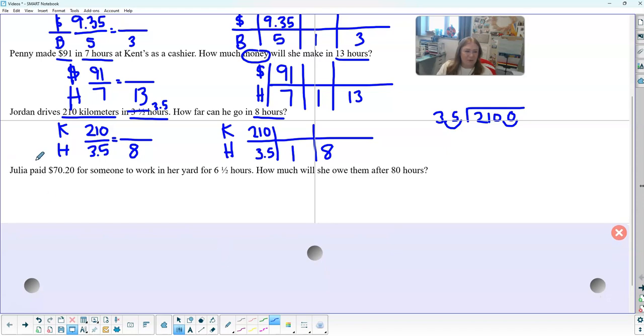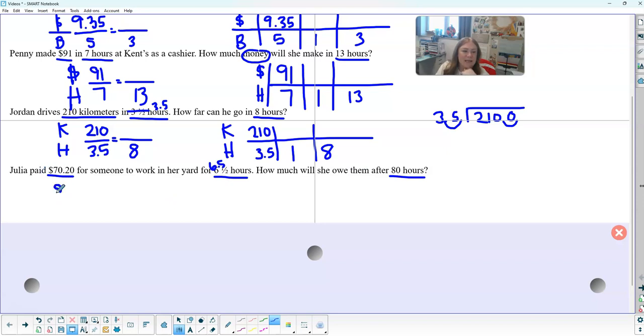Now we have Julia paid $70.20 for someone to work in her yard for 6.5 hours. Again, sorry, I got a little sneeze. I've got to change this to 6.5. How much will she owe them after they work for 80 hours? Ooh, that's a lot of yard work.